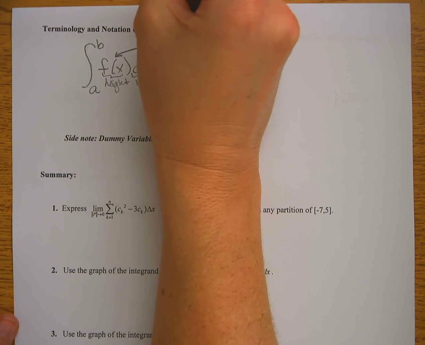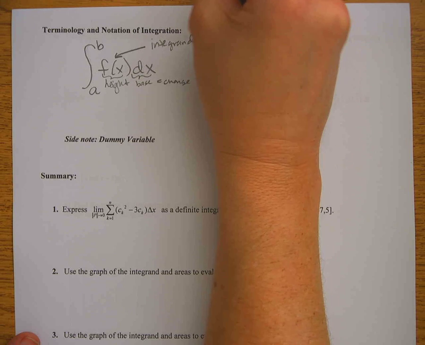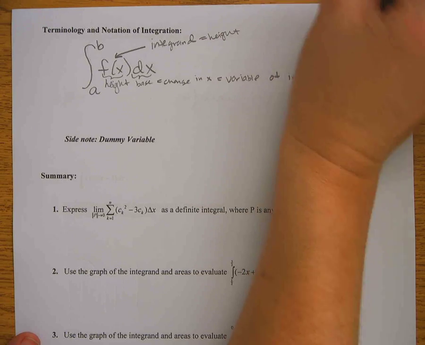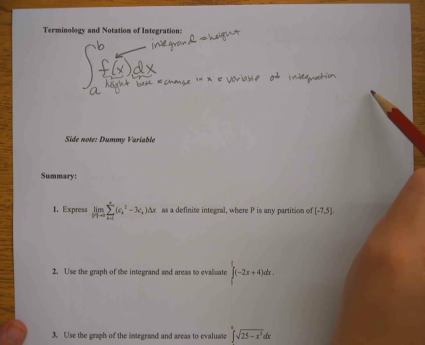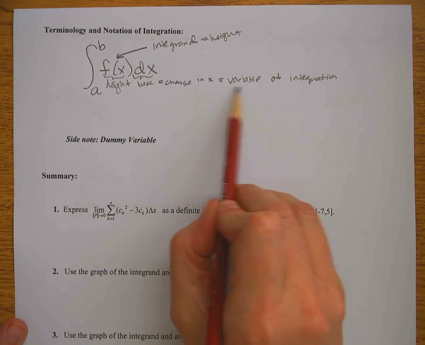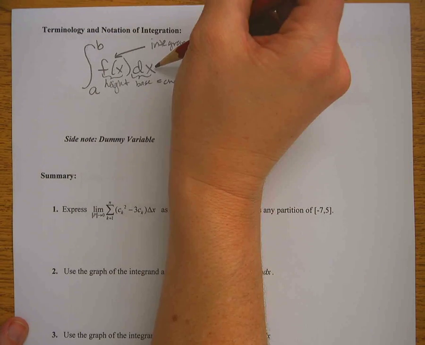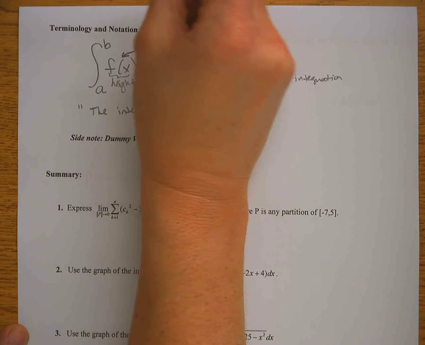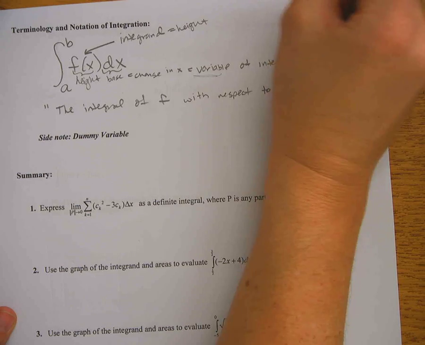This right here, the dx, is the change in x. It's also called the variable of integration. So it's the integral of f of x with respect to x. Similar to how dy dx was the derivative of y with respect to x, this is the integral of f with respect to x. So it's also telling us the variable of integration. And if you were to read this out loud, it would be read as the integral of f with respect to x from A to B.